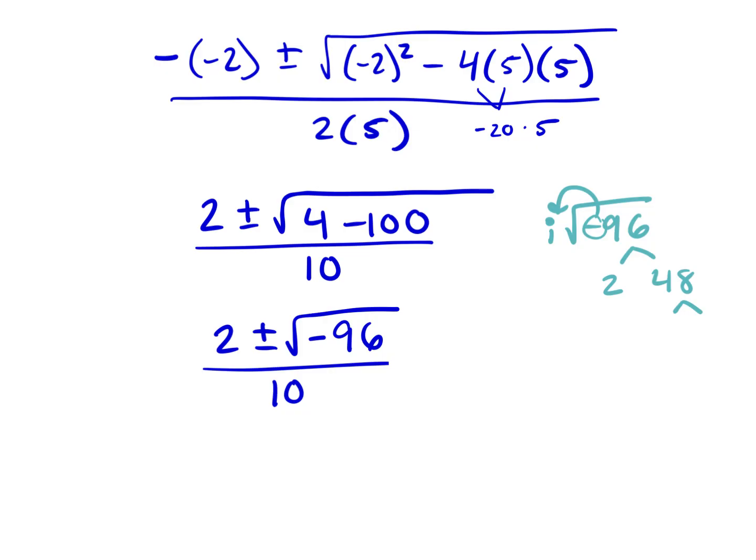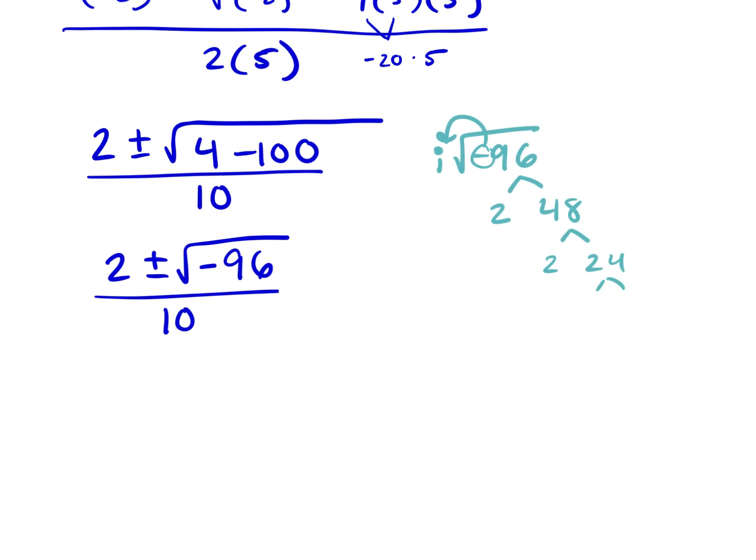What are 2 factors of 48? 2 and 24, perfect. And 2 factors of 24? 2 and 12. 2 factors of 12? 2 and 6. And 2 factors of 6? 3 and 2. It's a lot of 2's. So circle your pairs. We've got a pair of 2's here and a pair of 2's here. How many 2's come to the outside? 2. So if we take out 2 2's, what do we do with them?